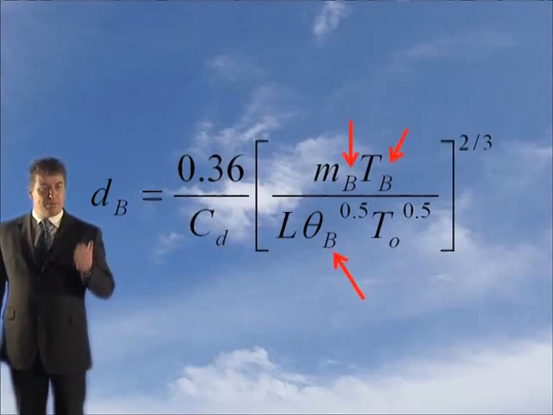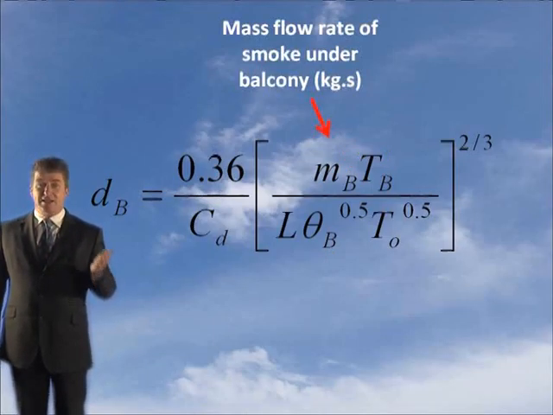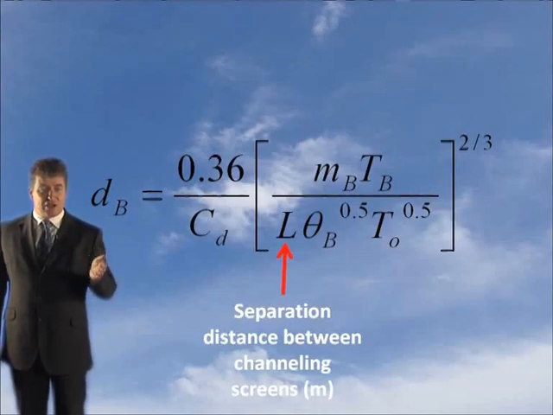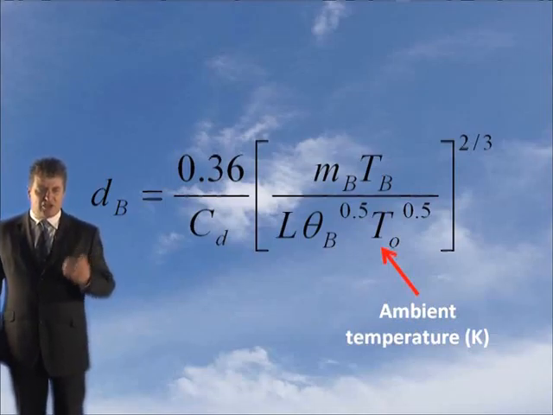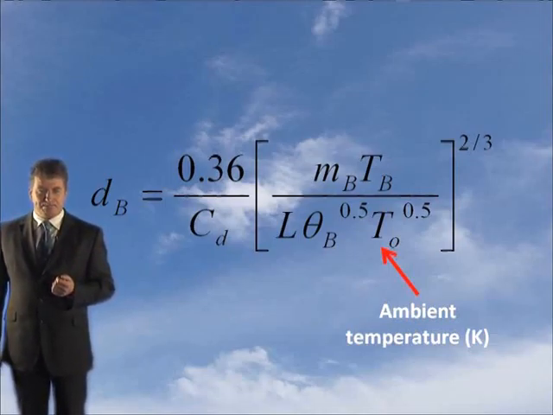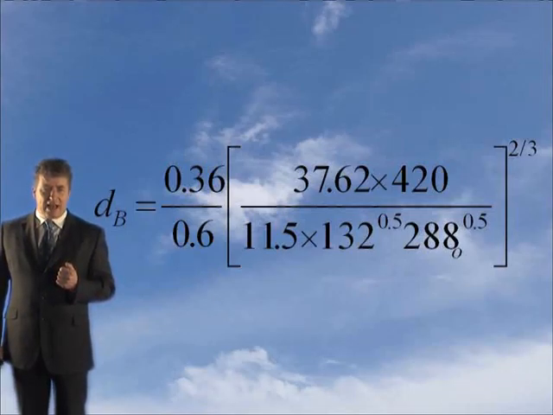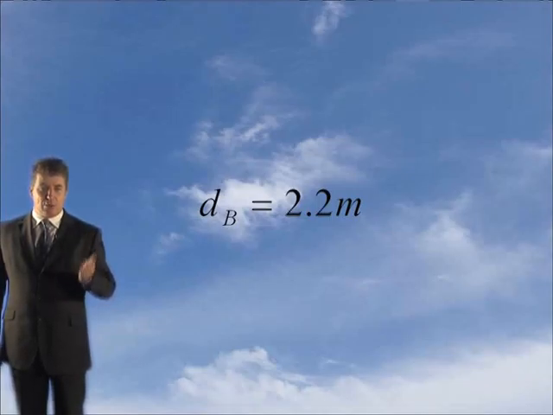Note, again, the subscript B can be replaced with an L to ensure that you can apply it to any smoke reservoir or flowing layer. Now, MB is the mass flow rate of smoke. TB is the temperature of the smoke. L is the separation distance of the channeling screens. Theta B is the ambient temperature increase. T0 is the ambient temperature, and it's usually 288 degrees Kelvin. So let's put in our known variables as shown here. When you calculate this out, you should have got a dB of 2.2 metres. That is the depth of the smoke layer.